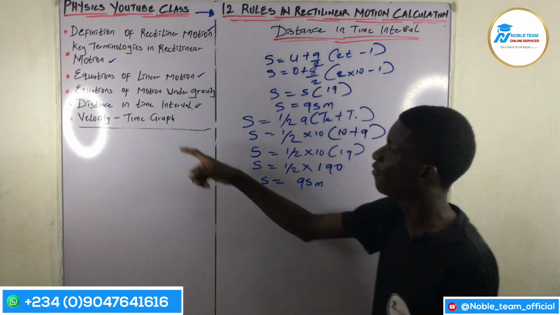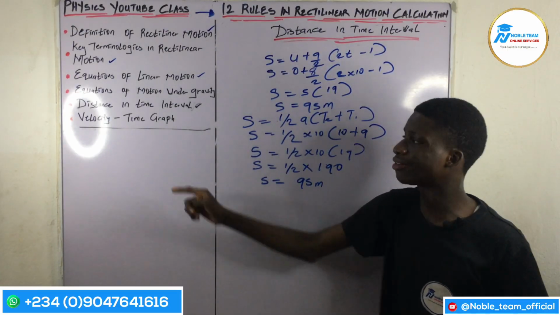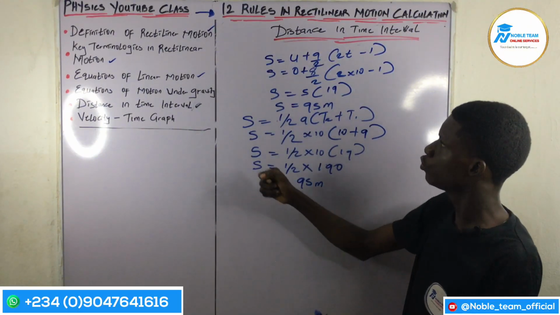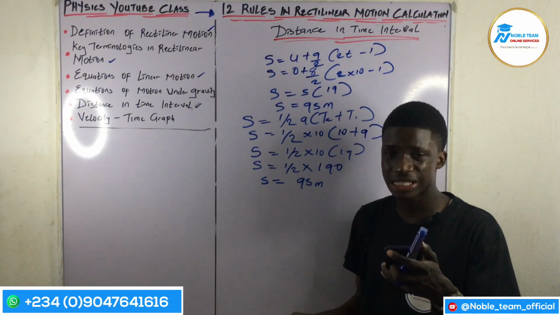Now let's look into velocity time graph. Our interest is going to be here, velocity time graph. So make sure you know this. Rule 10, which is the next one, is rule 11.